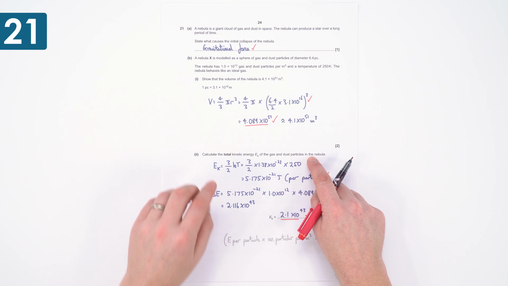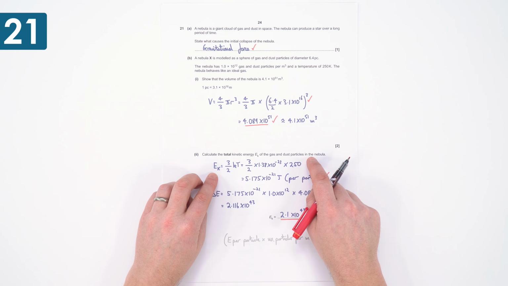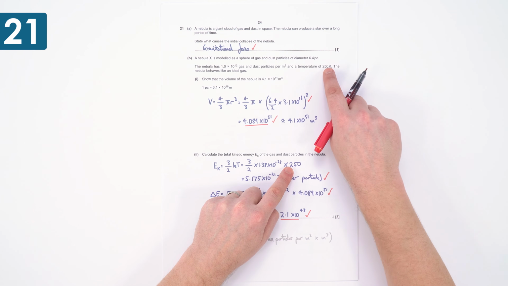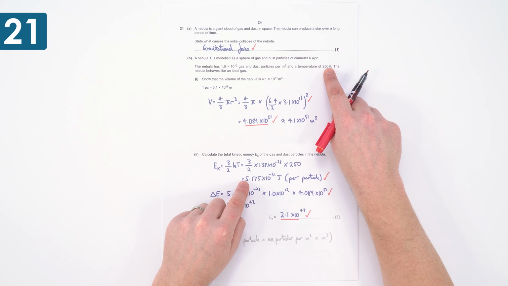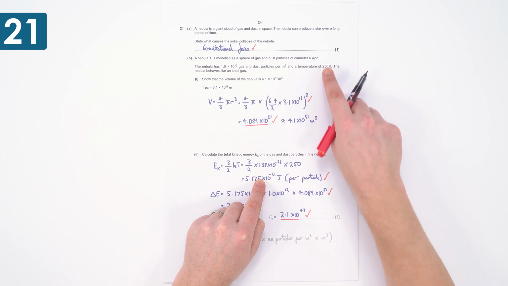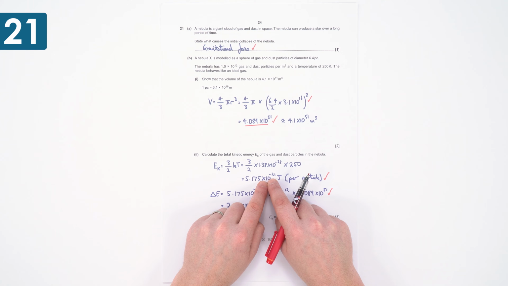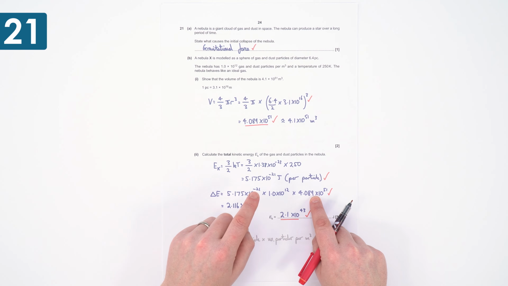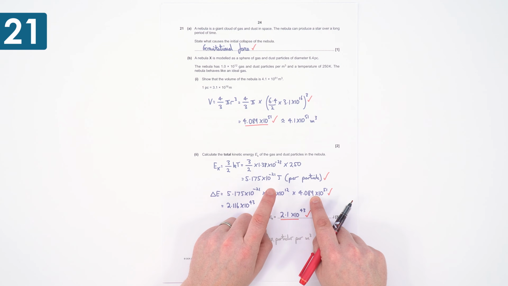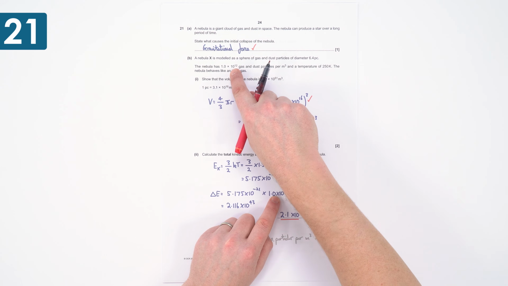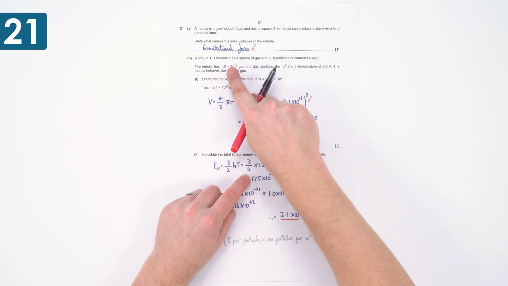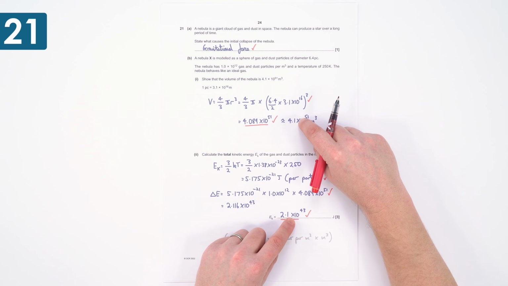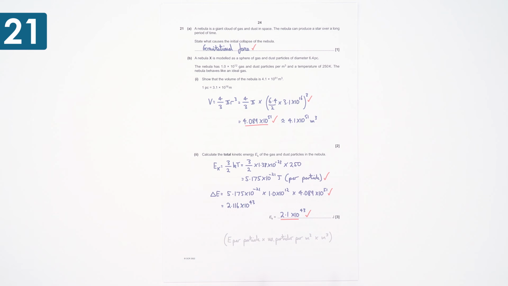We then need to calculate the total kinetic energy of the gas and dust particles within that. Now, the kinetic energy of one particle is going to be equal to 3/2 kT. So we've got our temperature given to us in Kelvin, luckily, and that means we can look at the energy per particle. And of course, if we know the energy per particle, we can multiply that by the volume of the nebula multiplied by the number of particles per cubic meter, which is given to us up here. So we're just going to multiply this by that to find that this is equal to 2.1 times 10 to the 43 joules, which is a pretty big number.